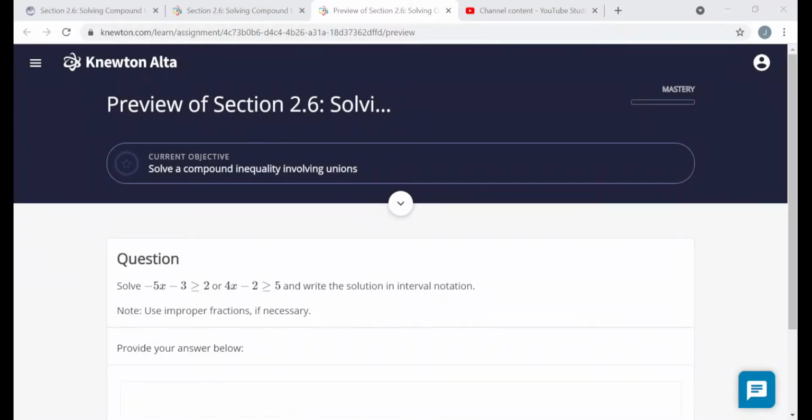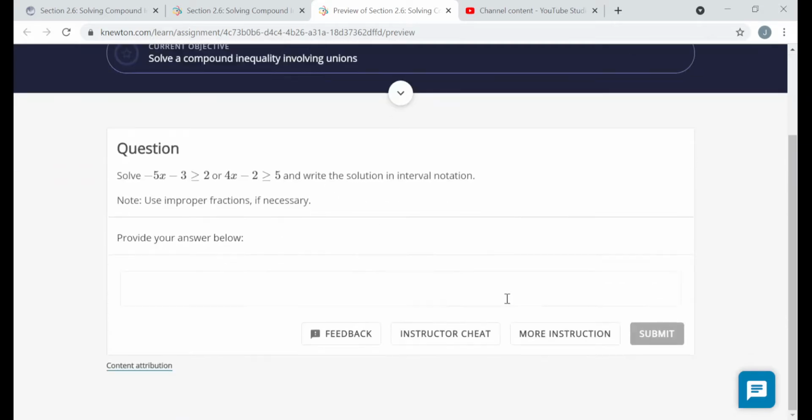So here it is. Now again, you're not going to see the word preview, you're just going to see Section 2.6 Solving Compound Inequalities. You see the mastery bar, and again, don't forget the more instruction button if you ever need it to help you out with certain questions.